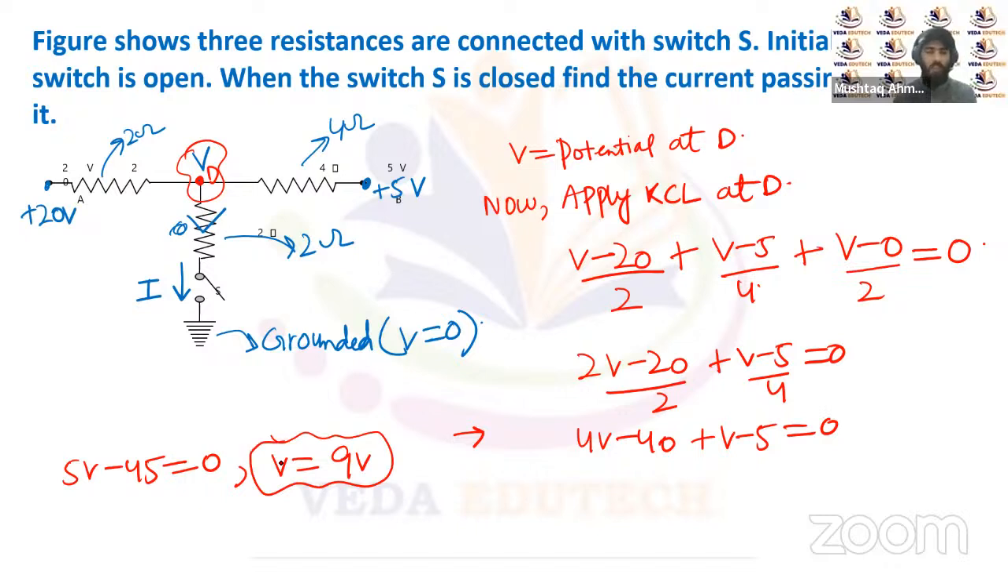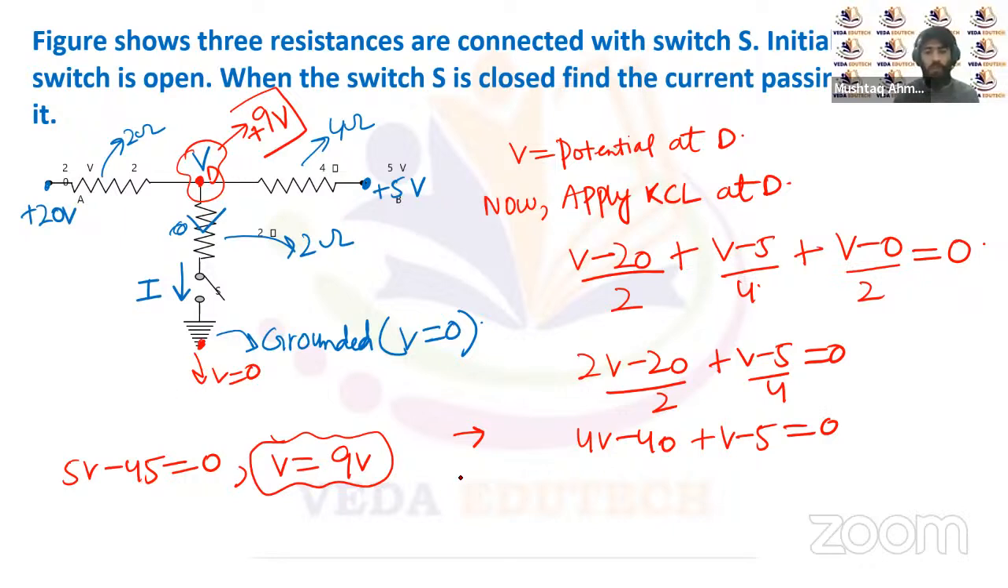If V is equal to 9 volts, it means that actually V is at a lower potential than the rest of the points, but it doesn't matter. So V is at a potential of 9 volts. Now we know the potential at this point. The potential difference between this point and this point has to be equal to 9 volts, because this point is at 0 potential and this point is at 9 volt potential.